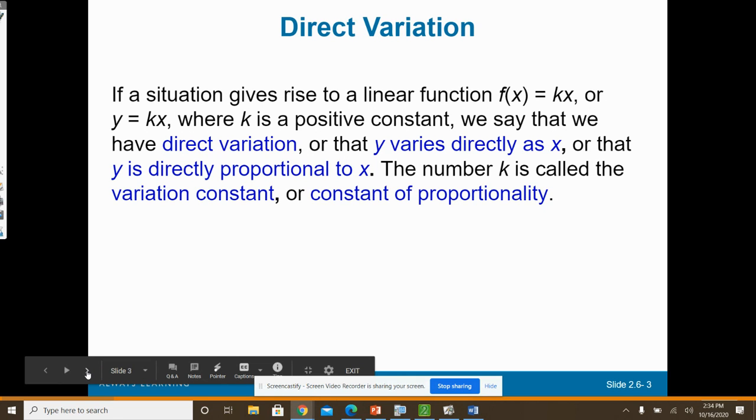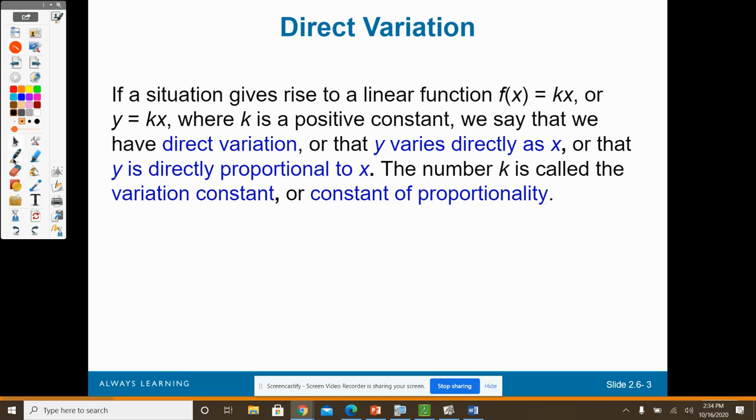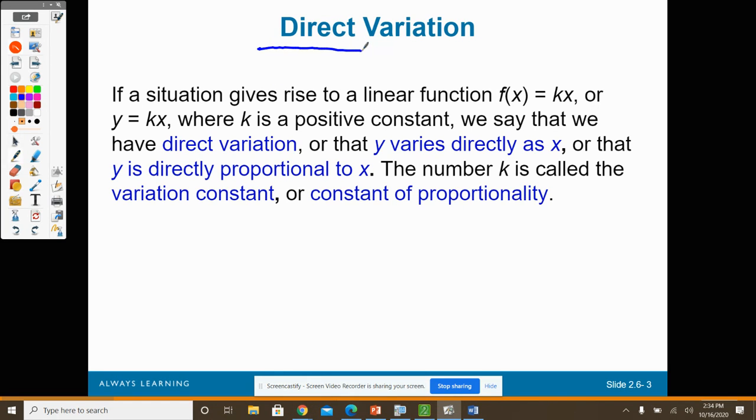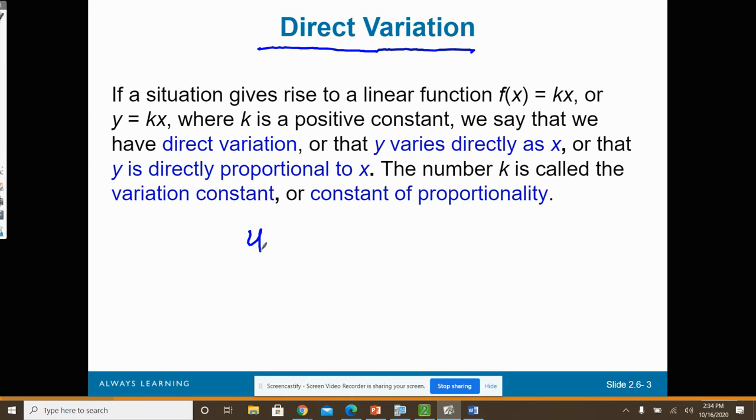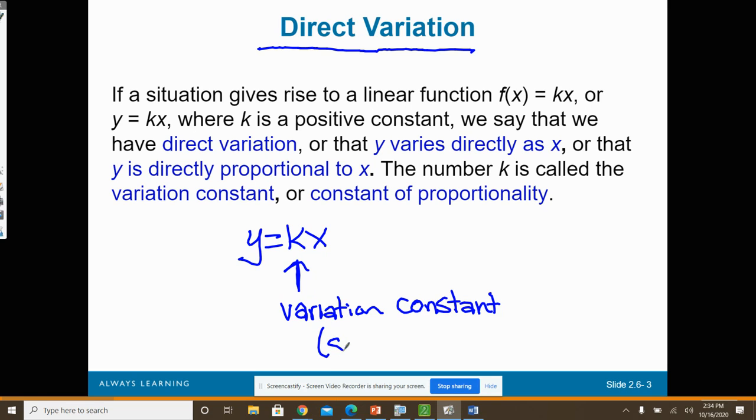So what is direct variation? Basically, all you really need to write down is direct variation is y equals kx, period. That's what you need to know. And k is what we call the variation constant, or the constant of variation, if you want to say that. And really what it is, is the slope.